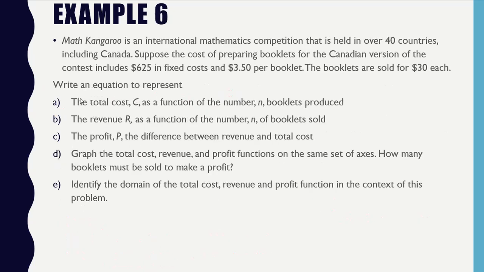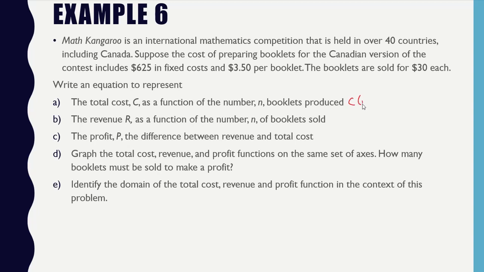All right, example 6. Math Kangaroo is an international mathematics competition that is held in over 40 countries, including Canada. Suppose the cost of preparing booklets for the Canadian version of the contest includes $625 in fixed costs and $3.50 per booklet. The booklets are sold for $30 each. Write an equation to represent A, the total cost C as a function of the number of booklets sold N. So very similar to the last one.